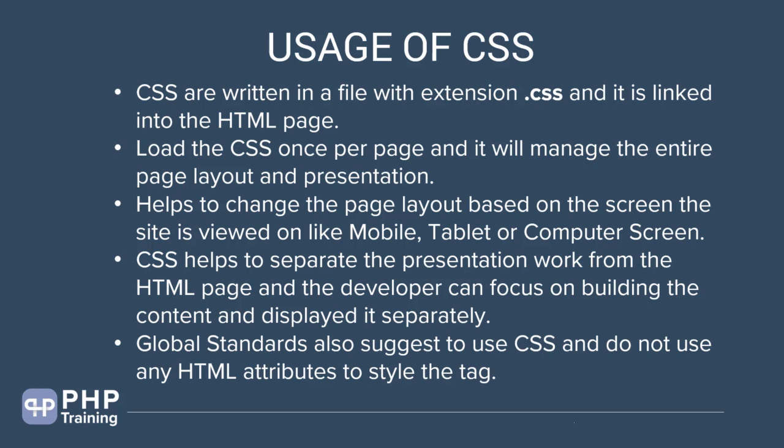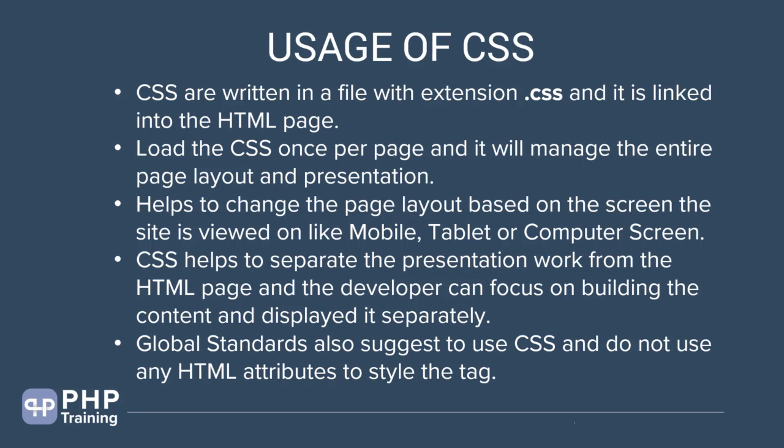The global standards also suggest that you use CSS and do not use any HTML attributes to style the tag. If you look at any of the HTML tags, you will still find some styling attributes available in HTML. So it is a global standard. Remember this standard: if you are writing HTML and CSS, make sure all your styling goes to CSS. Don't write any styling in the HTML. The tag attributes have some styling. Stop using it, because now with CSS you should move all your styling to CSS. And also for our projects, we typically use CSS. We don't really write anything in the HTML.